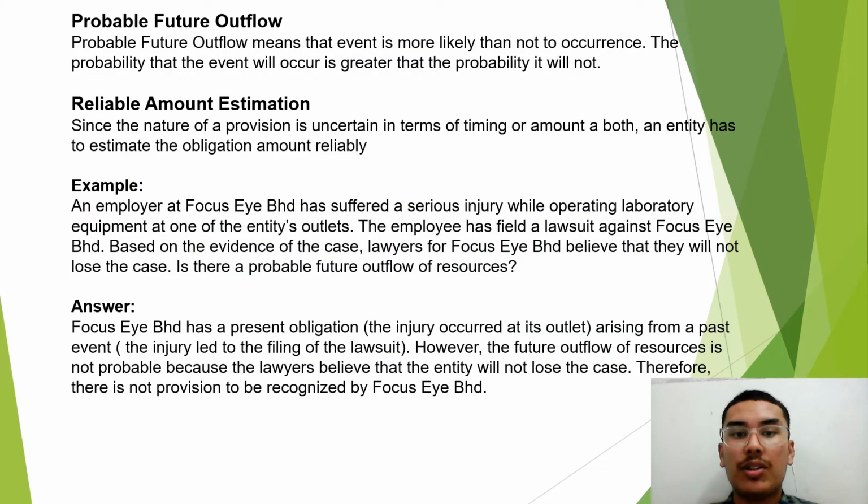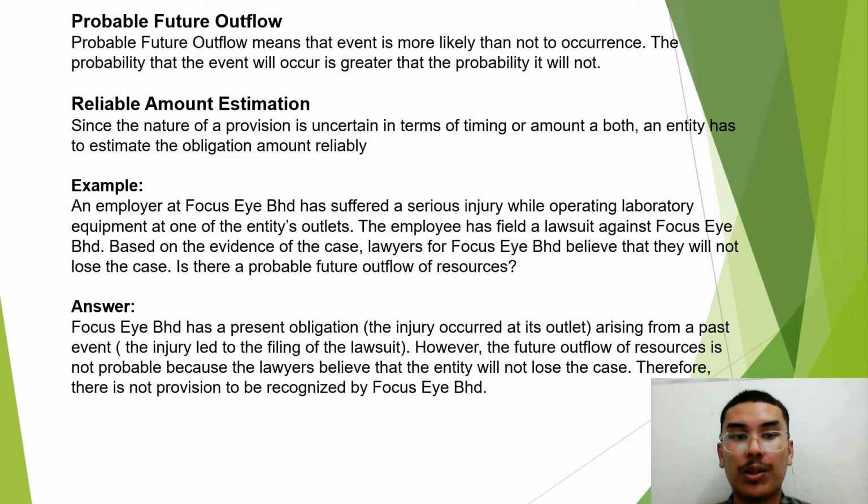Probable further outflow means that the event is more likely than not to occur. The probability that the event will occur is greater than the probability it will not. For reliable estimation, since the nature of a provision is uncertain in terms of timing or amount, an entity has to estimate the obligation amount reliably.